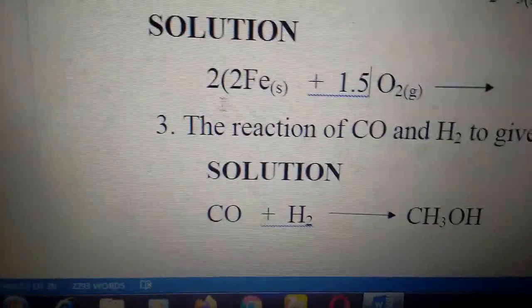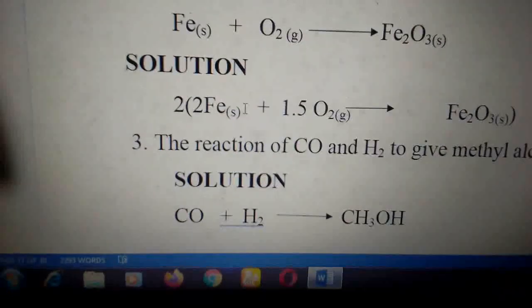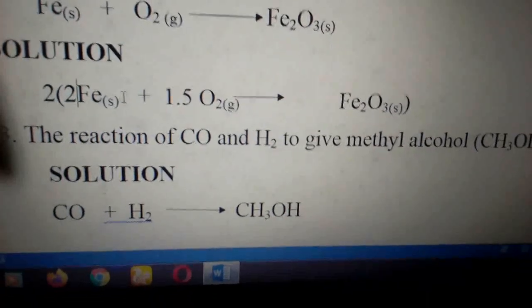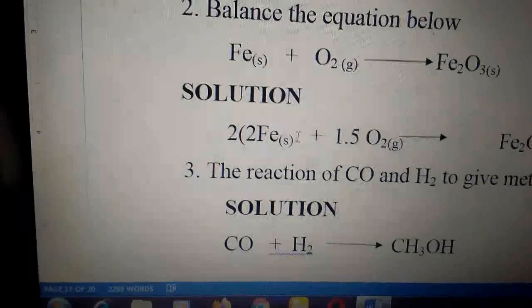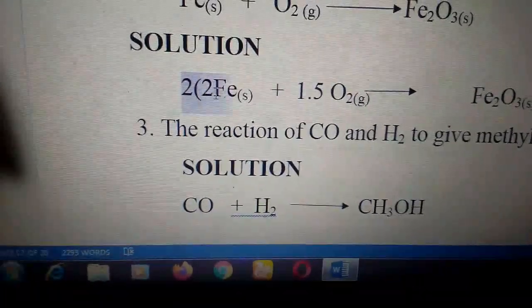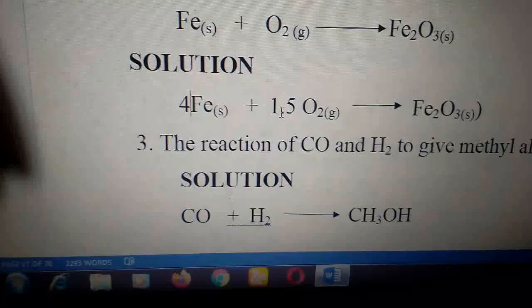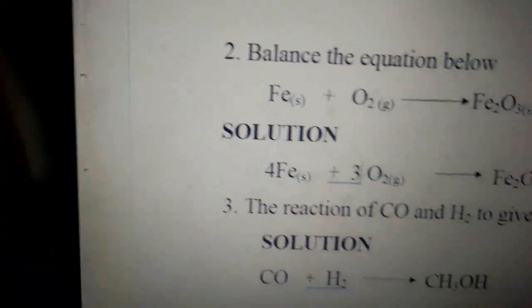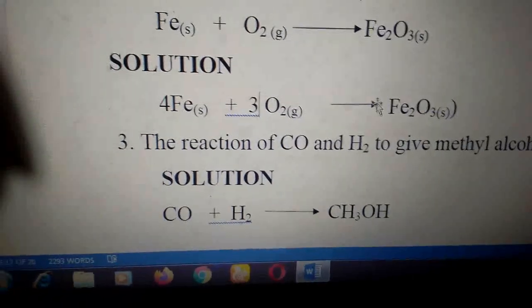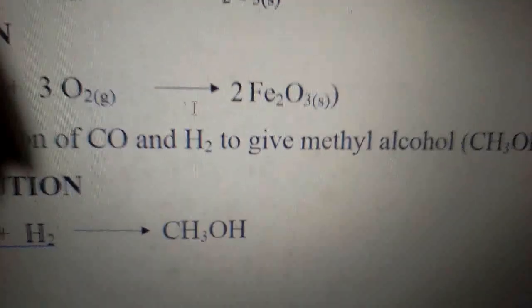So 2 multiplying 2 will give us 2 in front, and multiplying the 2 in front of iron gives us 4. So we now write, multiplying the number of moles of iron by 2. There are 2 moles of iron there, multiplied by 2, so that we can convert the 1.5 to a whole number. So 2 of iron times 2 gives us 4, so we change it to 4. Multiply the 1.5 also by 2, we have 3. Change it to 3. Multiply this 1 mole of iron 3 oxide by 2, we have 2 there.